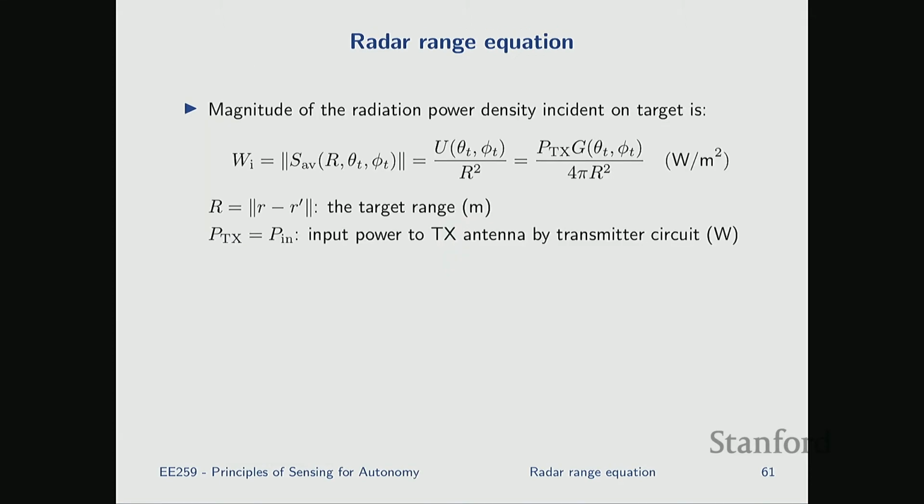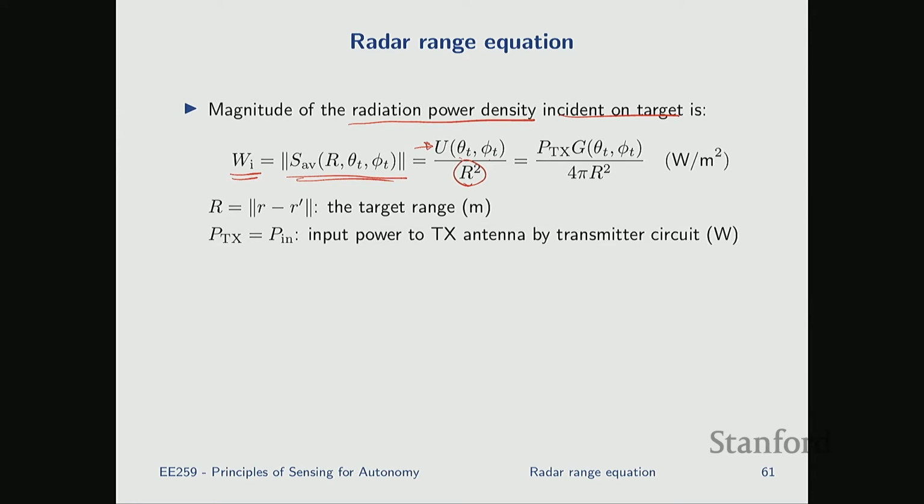So the first thing we can calculate is the radiation power density that hits the target. Okay, that's very easy. Call that W incident, W_I for incident. That's just the magnitude of the Poynting vector at the target location. By definition, that's how much power density will hit the target. And as we know, that's just given by U, the radiation pattern, at angle theta t, phi t, divided by r squared. R is the distance between the target and the radar. Okay, we can also write it in terms of the gain of the antenna. Again, I'm just reusing everything we derived before. There's no new physics here.